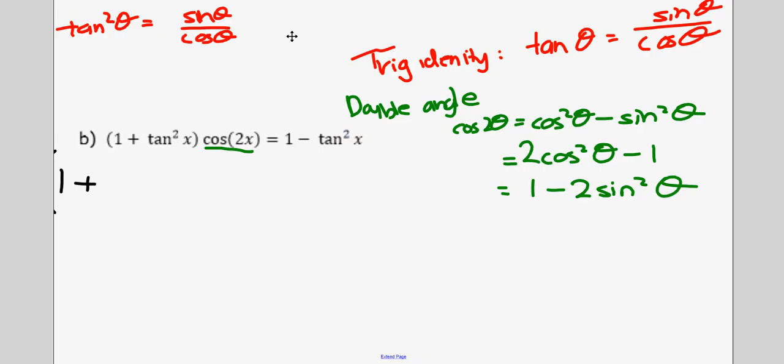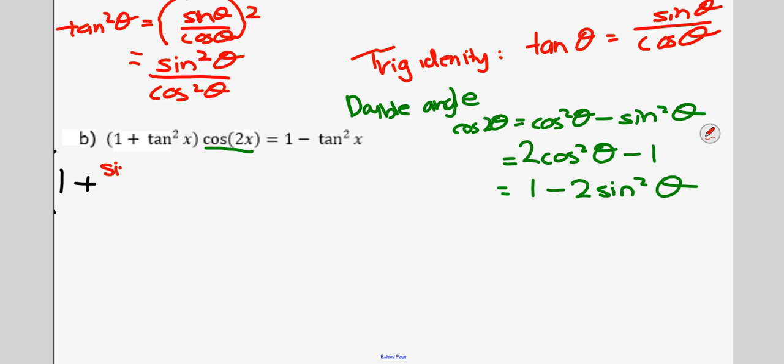In brackets squared, but how would we write that in a more mathy way? Sine squared theta over cos squared theta. Yeah, exactly. It's sine theta squared over cos theta squared, which is sine squared theta over cos squared theta. So that's what we're going to replace tan squared theta with. So 1 plus sine squared theta over cos squared theta.